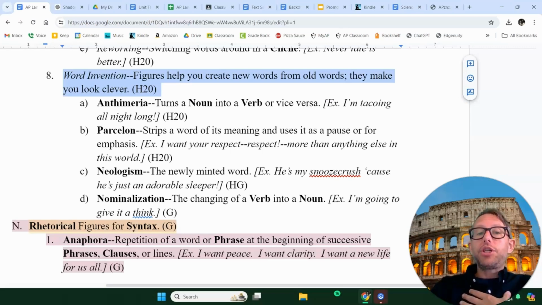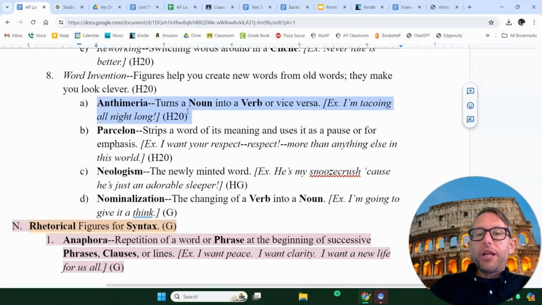So it needs to be a situation in which you're making up this brand spanking new word, but we're not confused by it. And there's some tricks to that, but you also just have to sort of play it by your instinct. So first one, we've got anthimeria, which is when you turn a noun into a verb or vice versa. So I said, I'm tacoing all night long. I took the noun taco and I turned it into a verb, and presumably you're going to understand that, well, I'm just going to pig out on Mexican food all night long. So that's my anthimeria in that case.